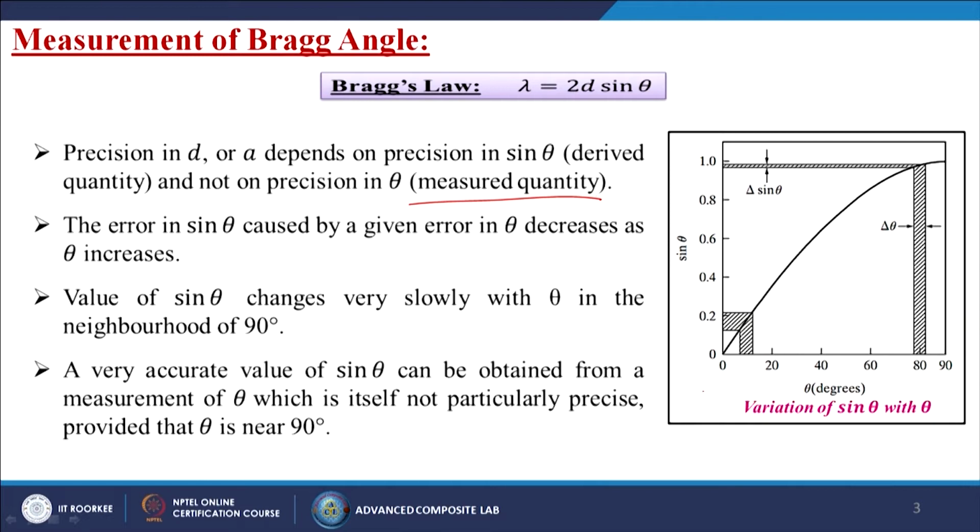In this figure you can see that at low angles, if we increase theta, the sin theta increases considerably. At higher angles, almost 90 degrees, if we increase theta further, the change in sin theta is very small. So the value of sin theta changes very slowly with theta in the neighborhood of 90 degrees. A very accurate value of sin theta can be obtained from a measurement of theta which is itself not particularly precise, provided that theta is near 90 degrees.